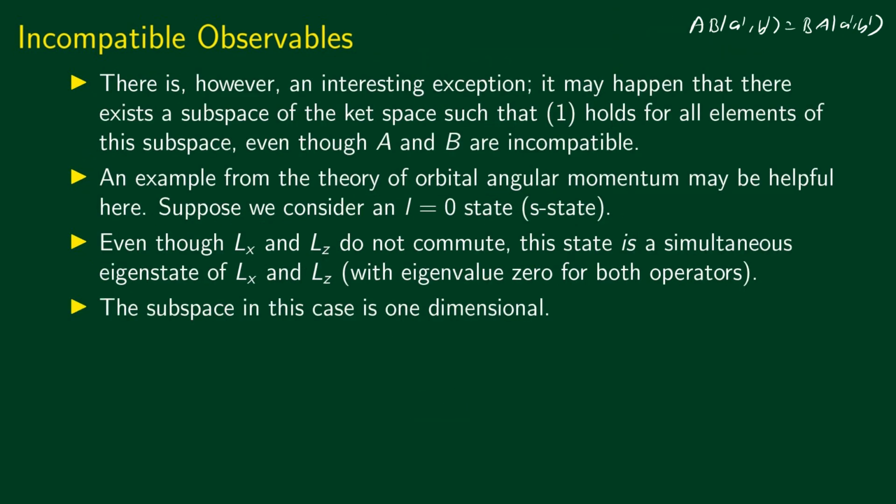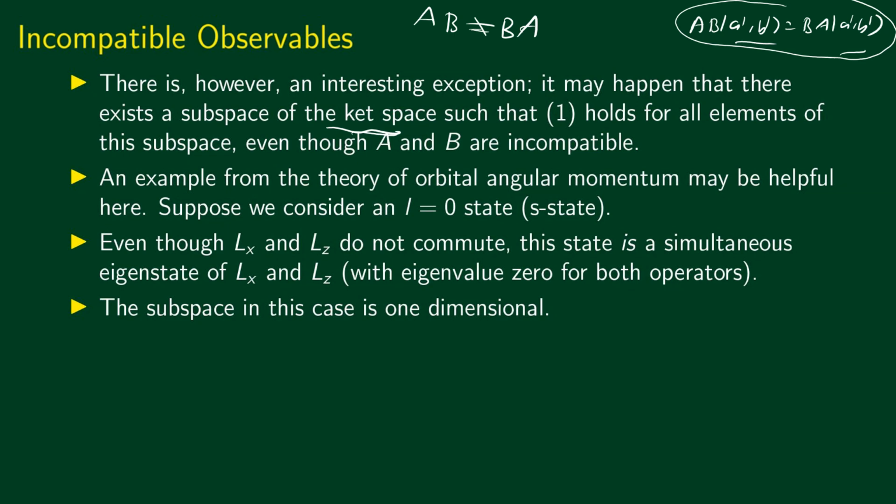Okay. Now there's an interesting exception. It may happen that there exists a subspace of the ket space such that this relation is actually satisfied. This means that we might be able to find some kets for which this relation is satisfied, even though AB is not equal to BA. AB in general may not be equal to BA, but there could be some kets for which this relation is actually satisfied. It may happen that there exists a subspace of the ket space such that this relation holds for all elements of this subspace, even though A and B are incompatible, even though A and B do not commute.